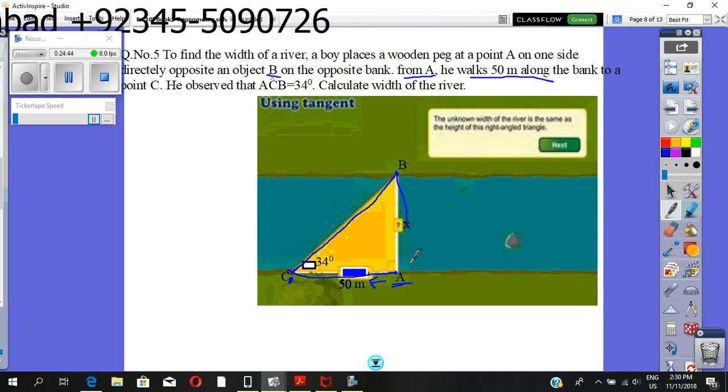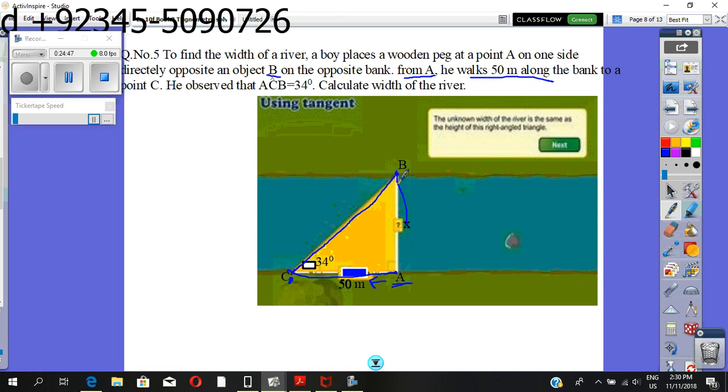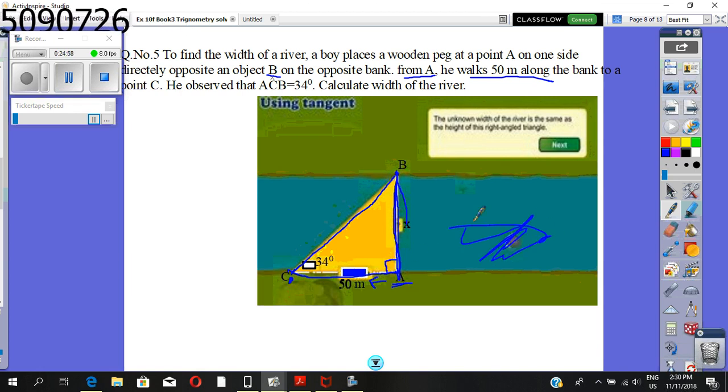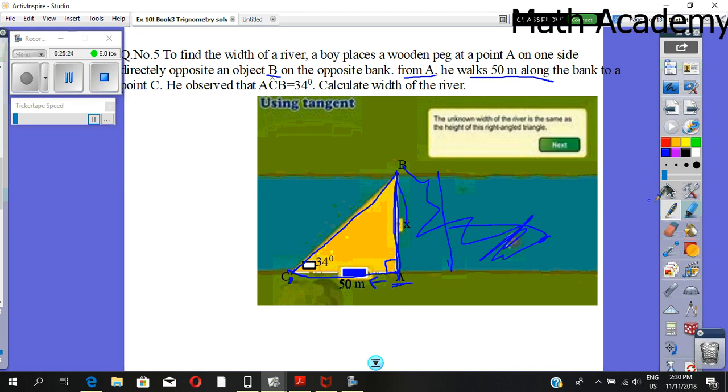The width of the river is basically AB. Here, directly opposite, it means we have 90 degrees here, and this is the river. We're supposed to find the width of the river, only up to this one. Now we're supposed to identify the side.